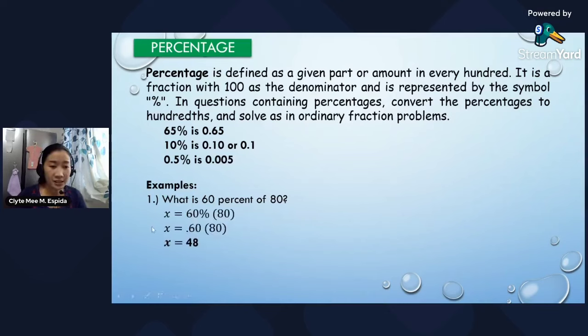So X, that stands for our what? Is equal 60% of is multiplication, that is 80. So our 60%, when we write it in decimal, we have it as 0.60 or 0.6. Now you have 0.6 times 80, that is equal to 48. So if you got it right, congratulations.